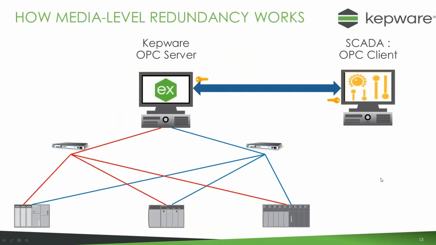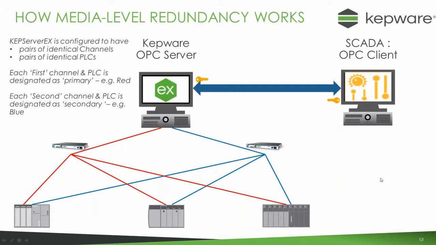So media level redundancy works as follows. First of all, you configure the first channel, which we will call the primary channel, which is the red channel here. And then you copy and paste the channel and PLCs, the devices on that channel, to a second channel, call it the blue channel, which is the secondary channel. You then specify that the devices on the secondary blue channel are failovers for the devices on the primary red channel. So it's very straightforward to do. Once you've done everything once, you then copy and paste the devices, and you've done it in a couple of minutes.